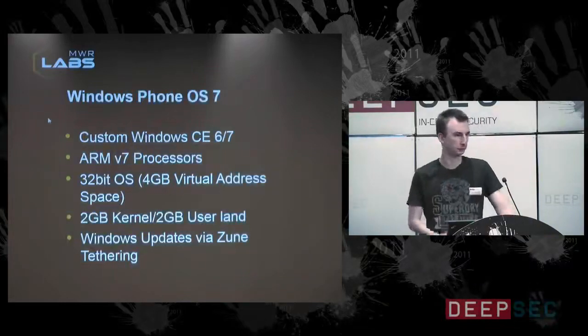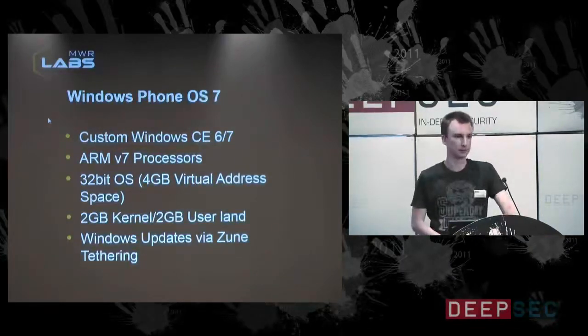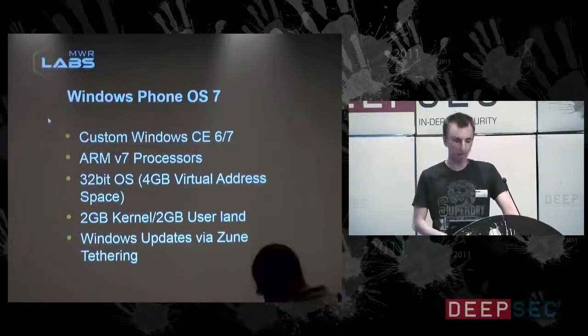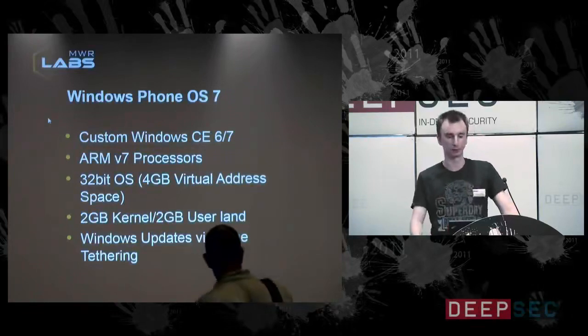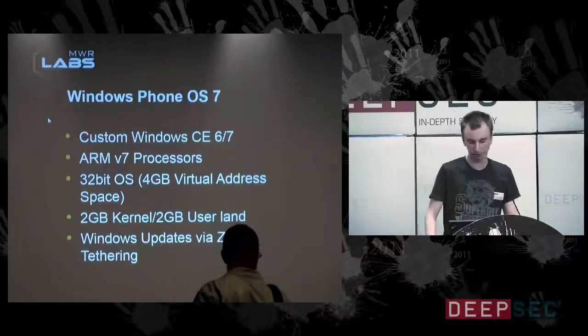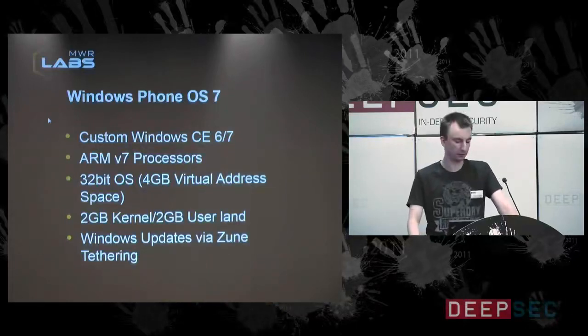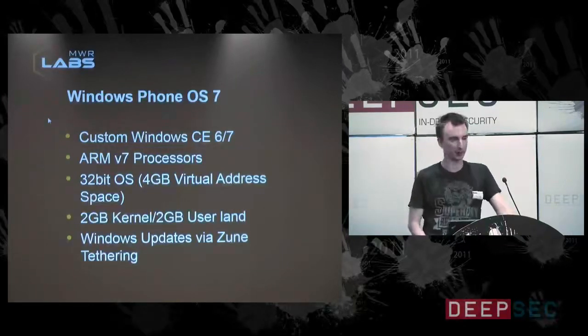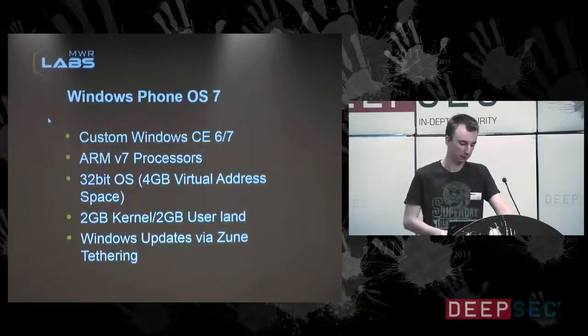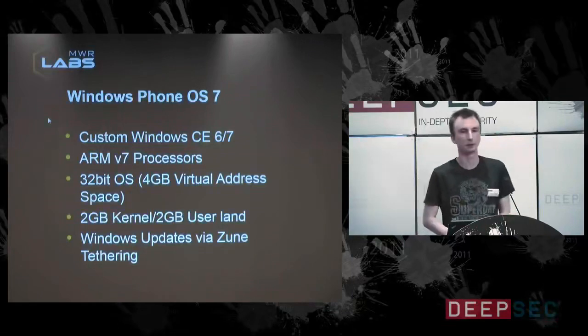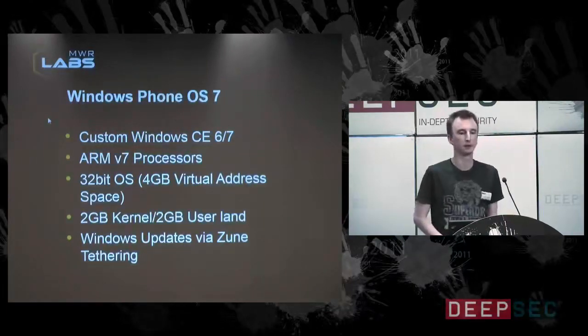So the OS, it's based on Windows CE. It's somewhere between 6 and 7, I think, where the code base was forked and customizations were made for Windows Phone to support the new phone platform. All the phones on the market currently run ARM architecture CPUs with a 32-bit address space per process. So that gives you 4 GB virtual address space, which is divided into 2 GB for the kernel and 2 GB for the user land.